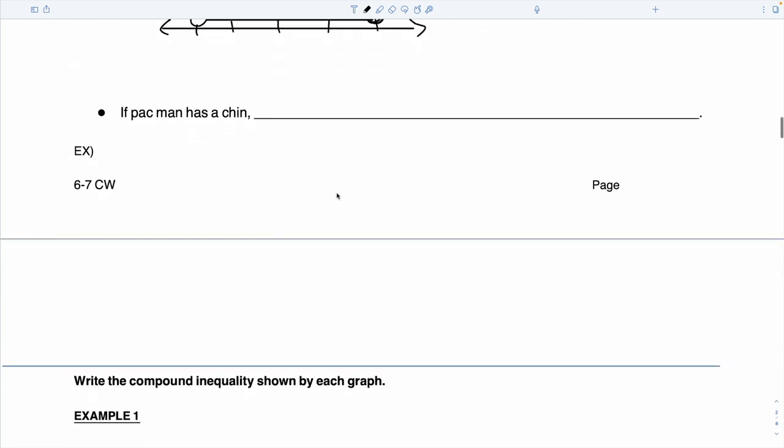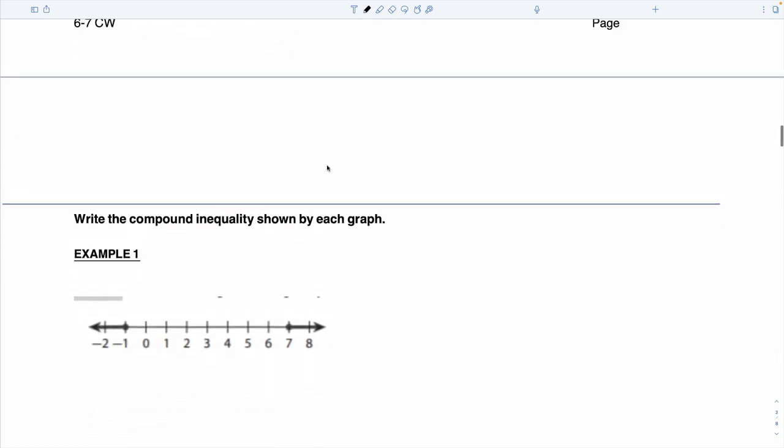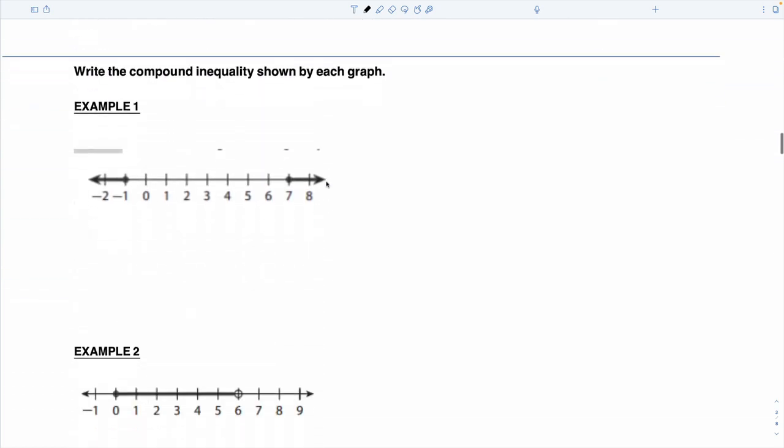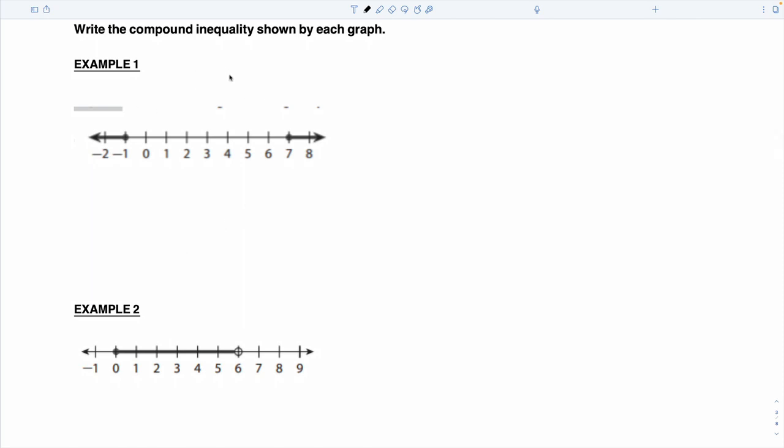Second review. If Pac-Man has a chin, fill the circle in. And that's our review. Let's look at another example for a graph. They want us to write the compound inequality shown by each graph. So the compound inequality is going to have an or or an and in it. Just by looking at this, can I tell if it's an or or an and problem? You can. Which type of problem will this be, Wyatt? It's or because they go away.